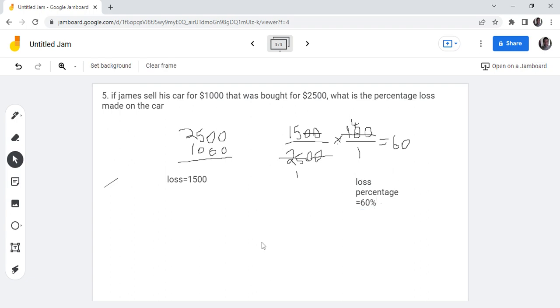It's the end of the video. You would have learned how to calculate profit and loss, and also loss percentage and profit percentage.